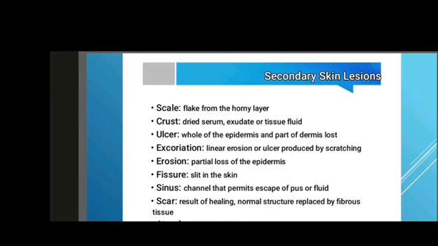Scar is another important secondary type of skin lesion. A scar is formed from a primary skin lesion. When the primary skin lesion is healed, there is formation of a scar. So a scar is a result of healing, where the normal structure is replaced by fibrous tissue.